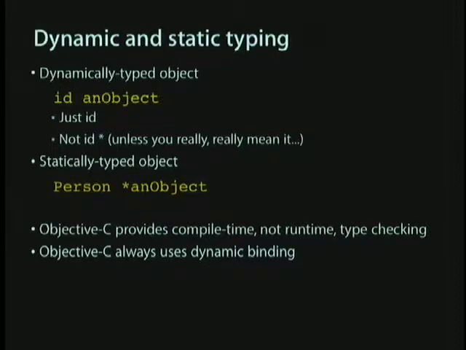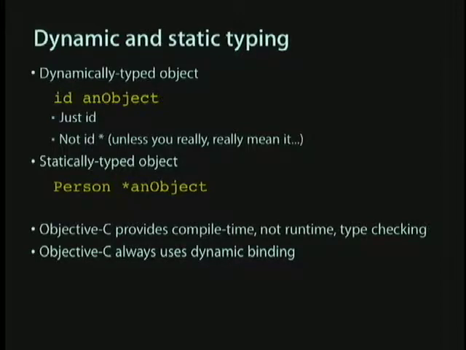So yeah, then the second line there is an explicitly typed object. It's explicitly typing it as a person object. So if you send a message to an object, the compiler knows that that thing is supposed to be a person object, and it'll complain if you try and send it a message that the person class doesn't implement.